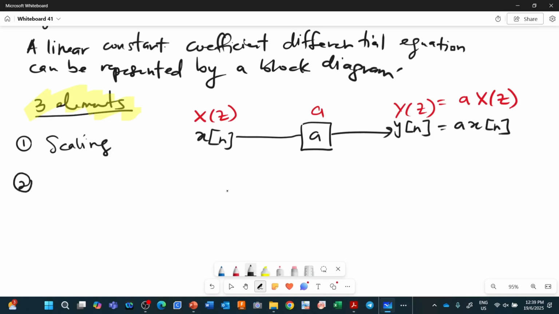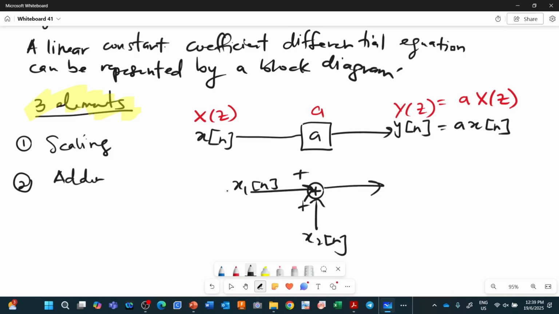The second element is the adder, or we call it a summation point. We have a summation point with inputs x1[n] plus x2[n], and the output y[n].